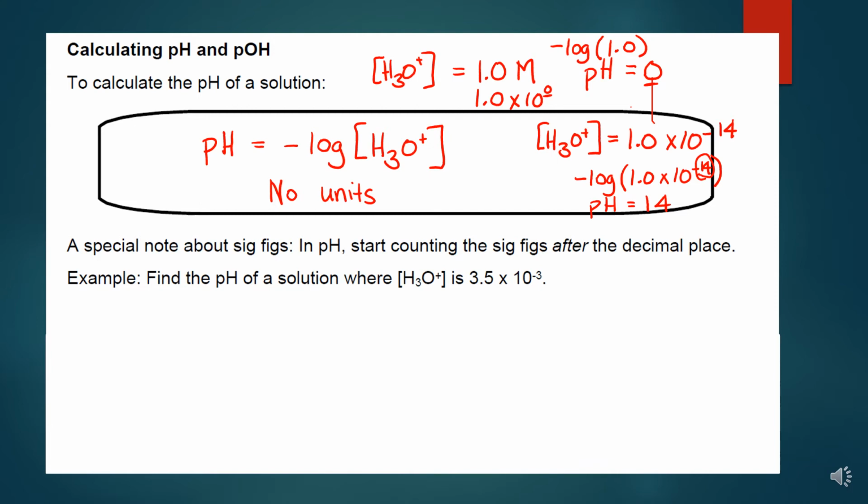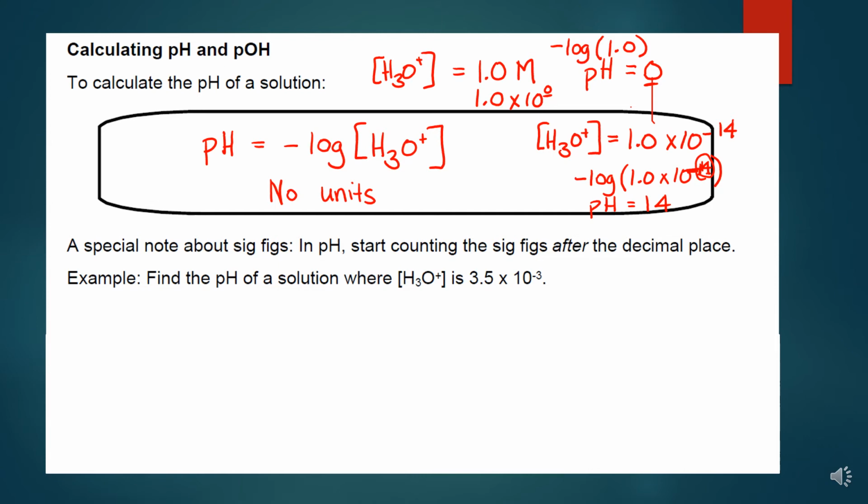One special note about sig figs is that in pH, we actually start counting sig figs after the decimal point. The reason for this is because we're looking at this with the negative 14 here. We look after that decimal point because the 14 in that pH is just implying how big that power is. It's not actually telling us how precise it is. So we look after the decimal point for how many sig figs we have, how precise that measurement is.